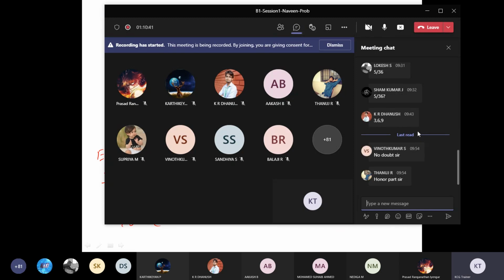Honor part. Honors are nothing but the most valued cards. Which are the honor cards? Card number 1, 11, 12, 13. These are not printed as numbers. They're printed as 1 as ace, 11 as jack, 12 as queen, 13 as king. So these four cards are called honor cards.